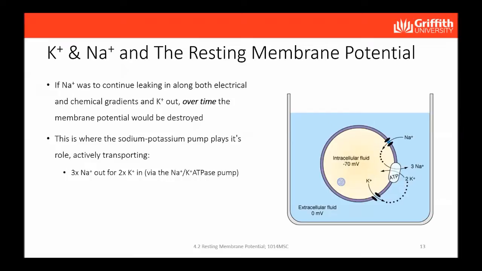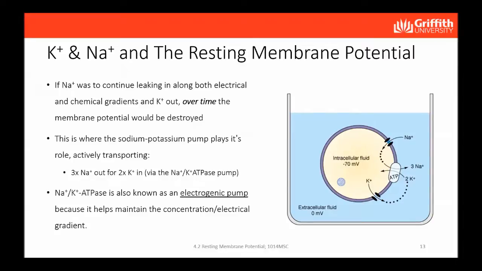The sodium-potassium pump plays a crucial role here by transporting 3 sodium ions out for every 2 potassium ions into the cell, thereby maintaining the membrane potential. Because the sodium-potassium pump helps maintain the concentration and the electrical gradient, it is known as an electrogenic pump.